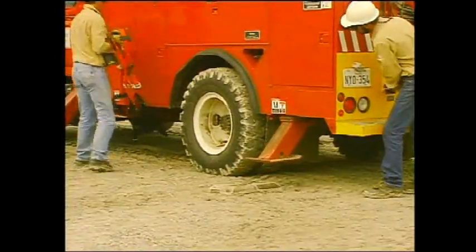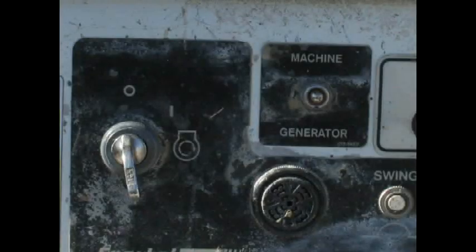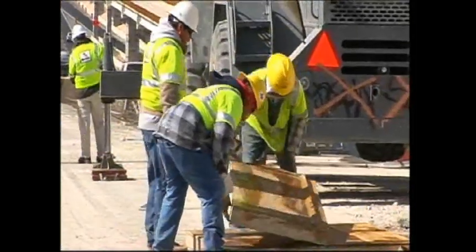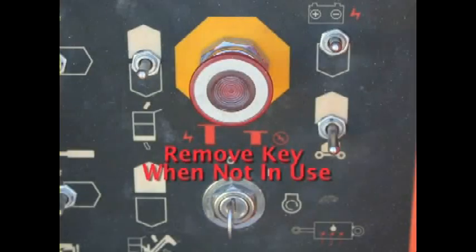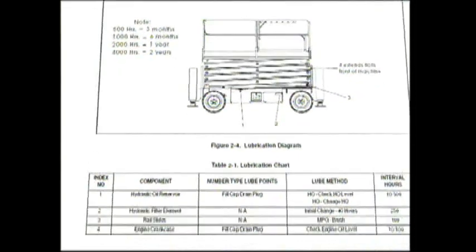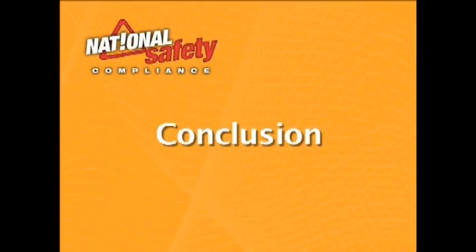Raise the outriggers if the lift has them. Shut off the power supply to the lift and outriggers. Remove pads used for outriggers and wheel chocks. Remove the key from the ignition to prevent any unauthorized use of the lift. Check the operator's manual for any additional procedures.